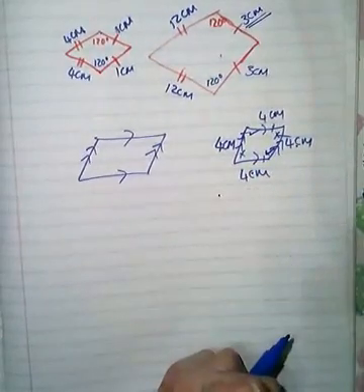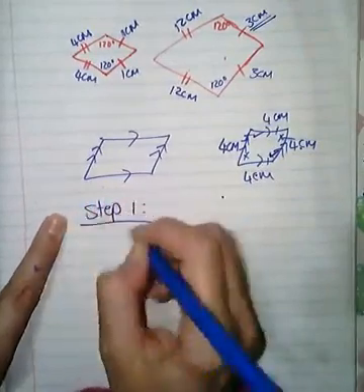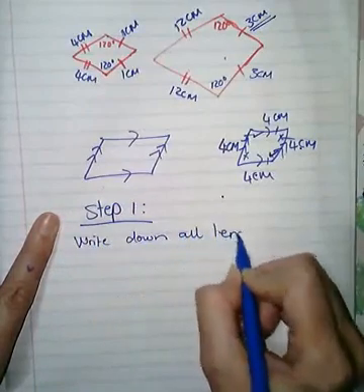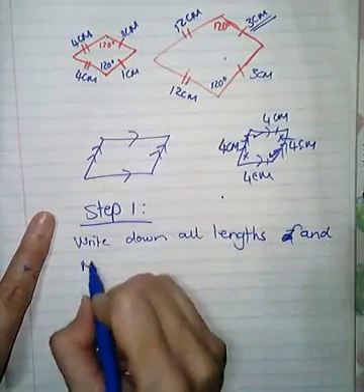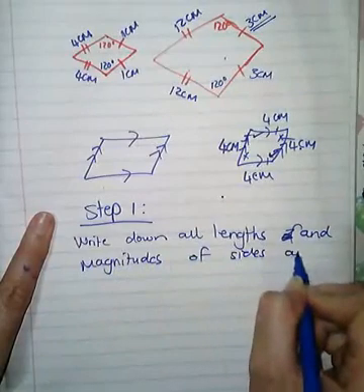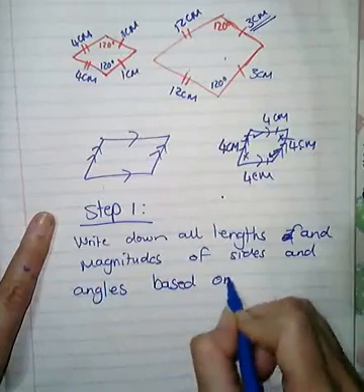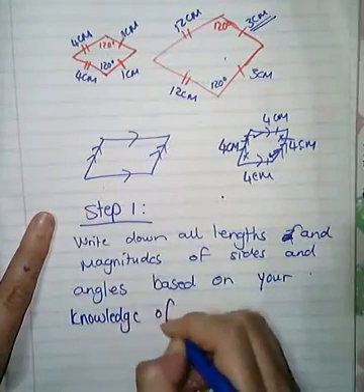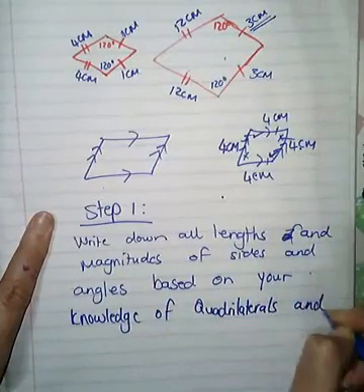Okay, so in other words, step 1: write down all lengths and magnitudes of sides and angles based on your knowledge of quadrilaterals and triangles. Okay?